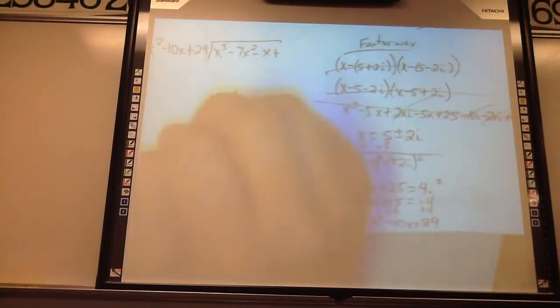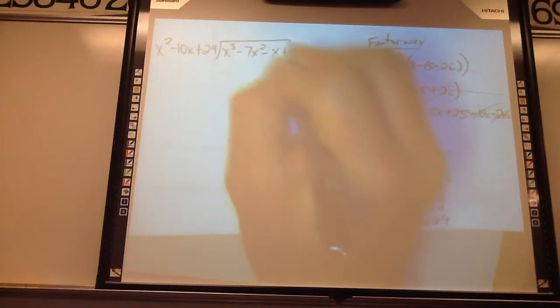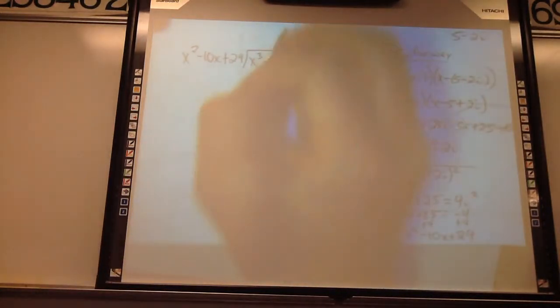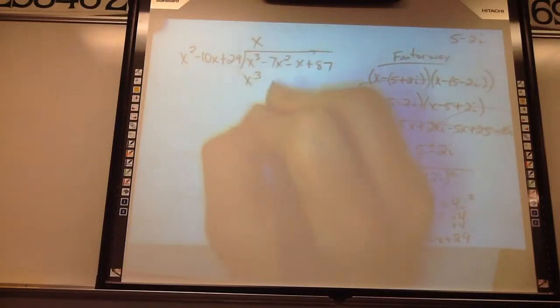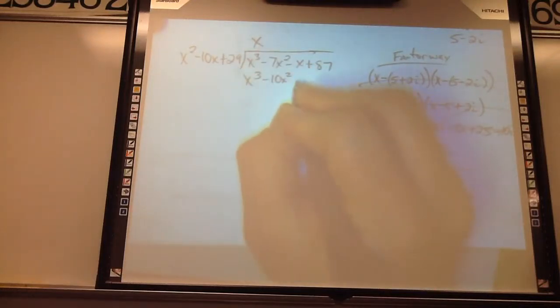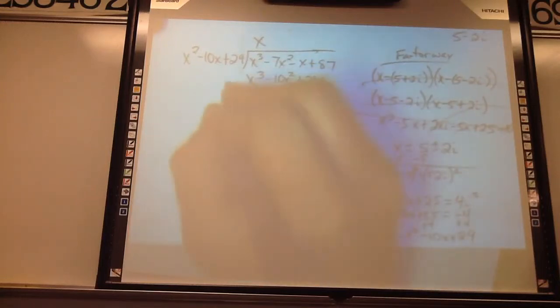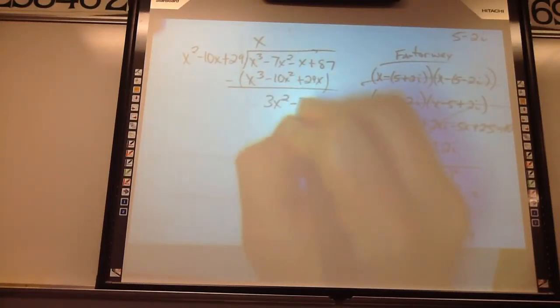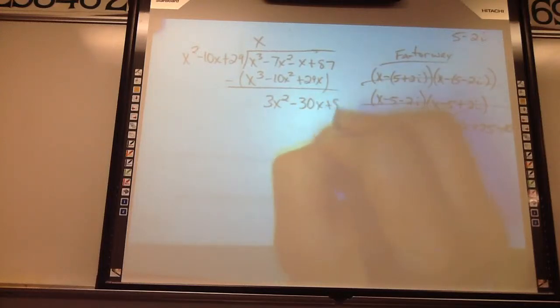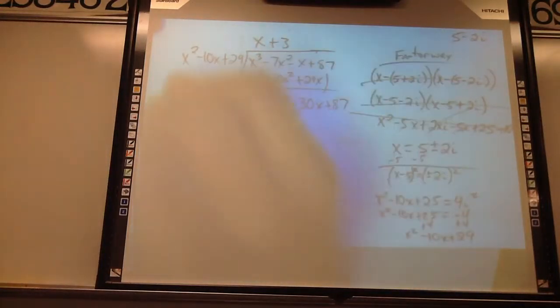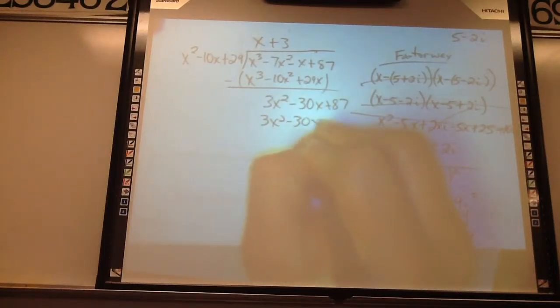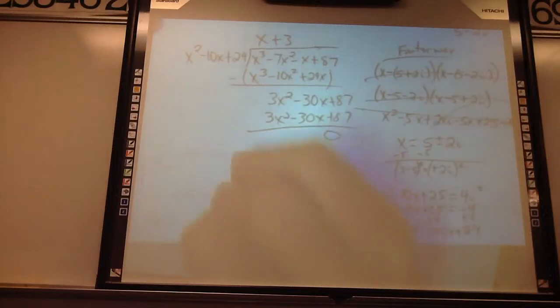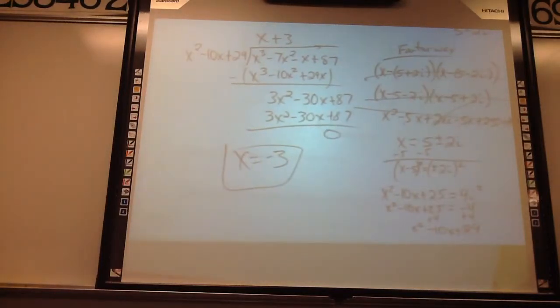Is that 87? I can't even read mine right. x raised to the third minus 10x squared, x minus 0. So negative 7 plus 10 is 3. Negative x minus 29 is negative 30. Plus 87. I mean, you should get 0 as your remainder.